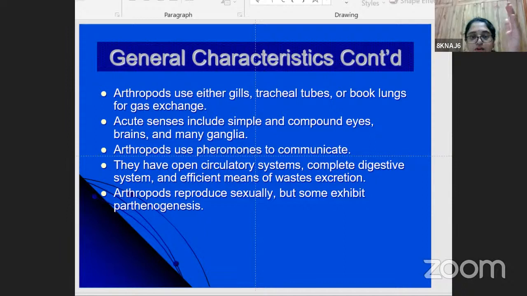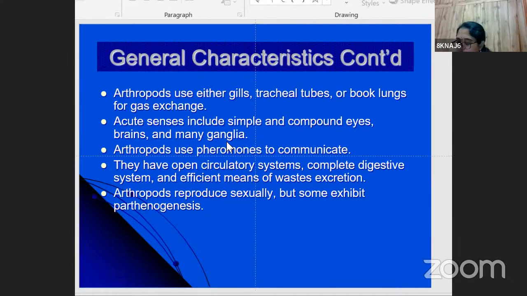When we come to respiration, it is either by gills, tracheal tubes or book lungs for gaseous exchange. And then you have a very good sensory system wherein you have simple eyes and compound eyes, and a good number of brains, and many types of ganglia are also present.